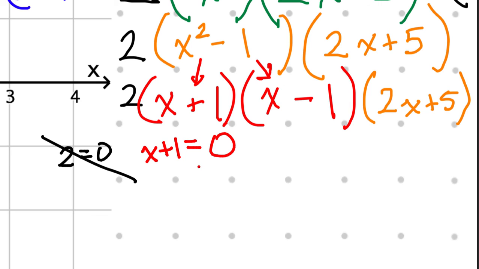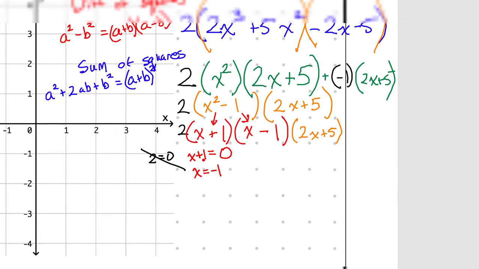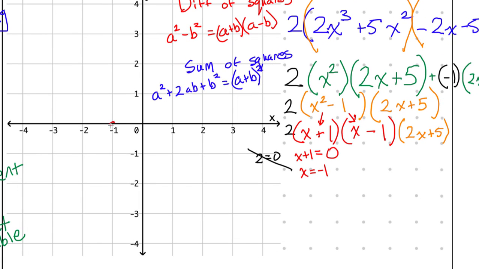Oh, that's easy. What x-intercept does that give us? When I set x plus 1 equal to 0, x is equal to what? Samantha, you got this. Subtract 1 from both sides. It is indeed negative 1. X is equal to negative 1. Let's go ahead and graph that on our graph. Negative 1. There it is.